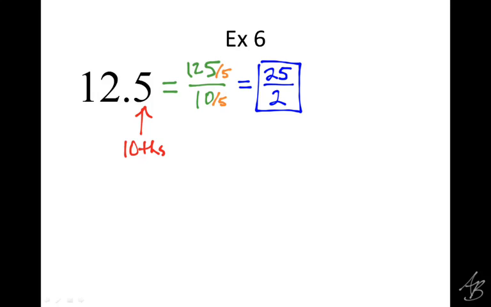And again, if we want to check our answer, we could punch into our calculator what? 25 divided by 2. Does it work? Yeah. You put 25 divided by 2 in your calculator, you get 12.5. So this is a good answer.